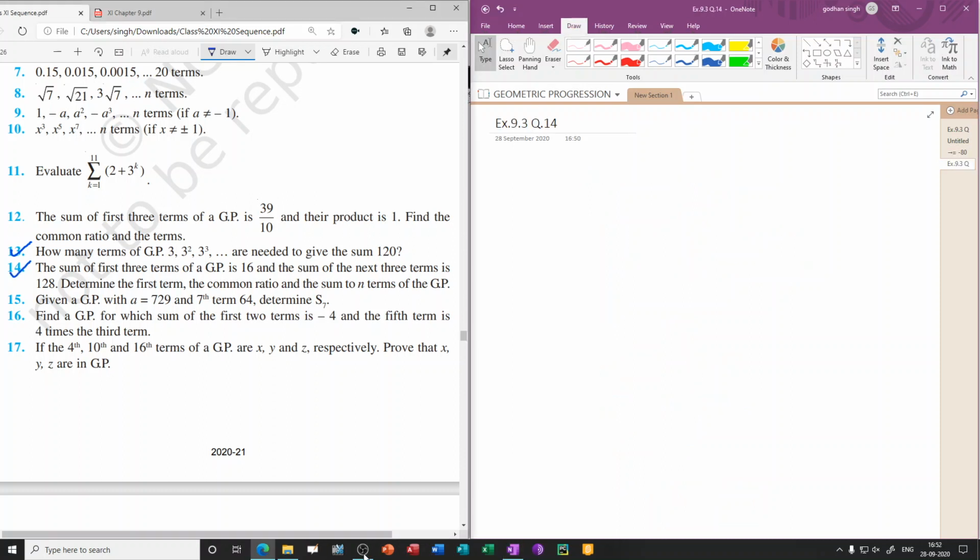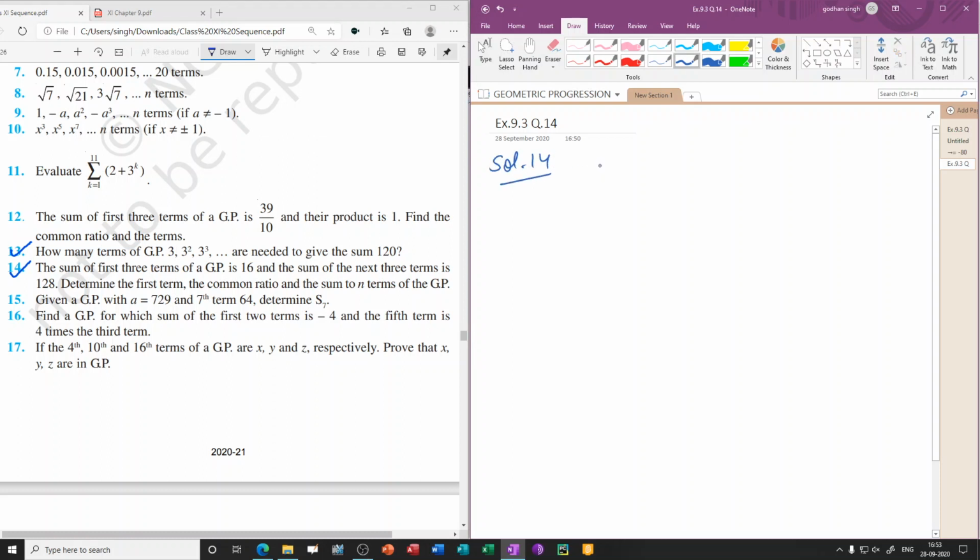Question number 14. The sum of the first 3 terms of the GP is 16, and the sum of the next 3 terms is 128. Determine the first term, the common ratio, and the sum to n terms of the GP. So let us solve question number 14. Solving 14.